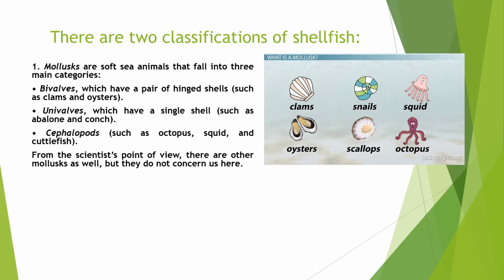So the three major categories of mollusks are bivalves, the univalves, and the cephalopods. They're the three major categories of shellfish.